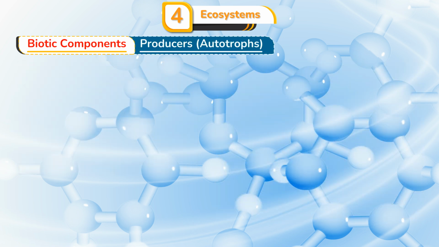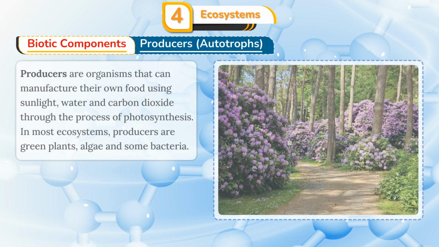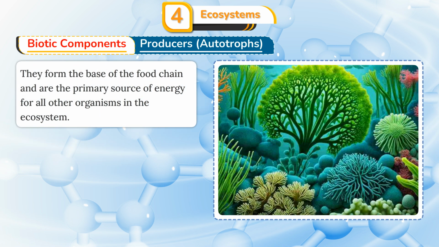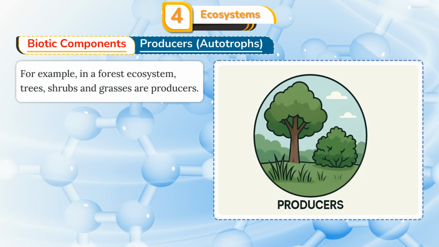Producers, autotrophs. Producers are organisms that can manufacture their own food using sunlight, water, and carbon dioxide through the process of photosynthesis. In most ecosystems, producers are green plants, algae, and some bacteria. They form the base of the food chain and are the primary source of energy for all other organisms in the ecosystem. For example, in a forest ecosystem, trees, shrubs, and grasses are producers.